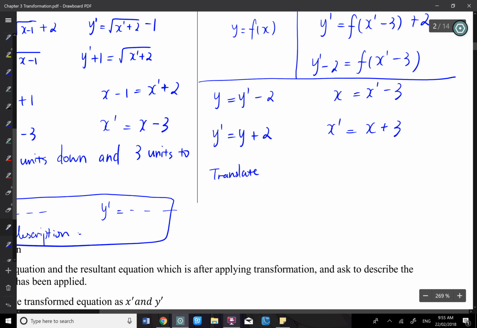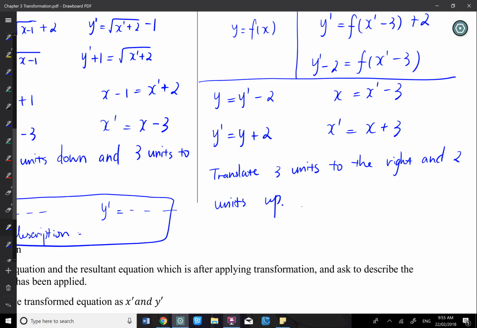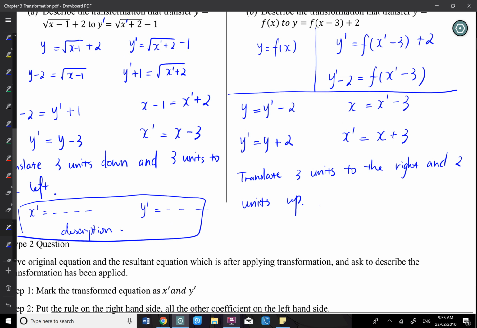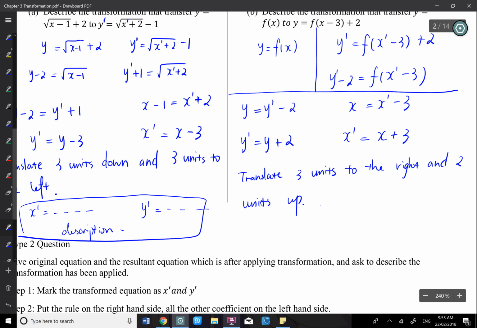Therefore it is translate 3 units to the right and 2 units down. Sorry, up, not down. Plus 2 is up. So translate 3 units to the right and 2 units up. That's the second type. Those 2 types are the main types.